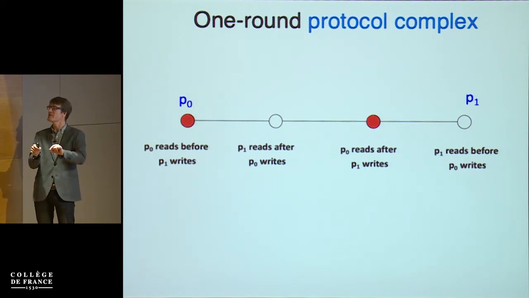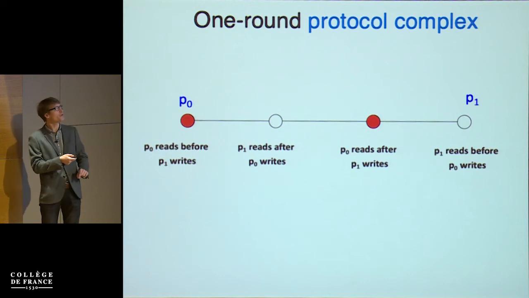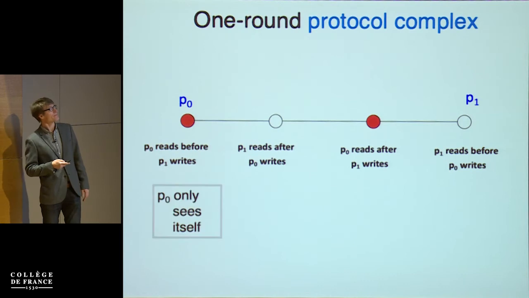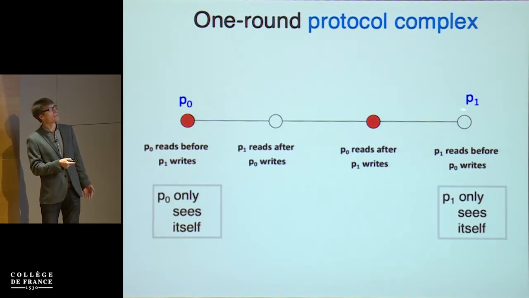Both processes see each other. But we also have these two executions. Somehow they connect the endpoints. And this is what creates a problem for consensus, exactly, the connectivity. So P0 only sees itself here, P1 only sees itself here, and you have a chain of states which connect these two vertices.